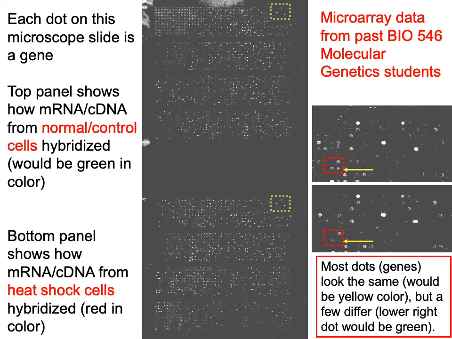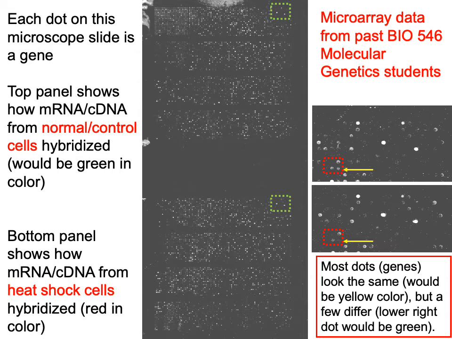Okay, so we're going to zoom in on those green areas, the little green dashed boxes. On the far right, I have a zoomed in view of that. So you can really see how many dots there are on these different slides. It's a lot of different dots. And remember, each dot is a different gene.